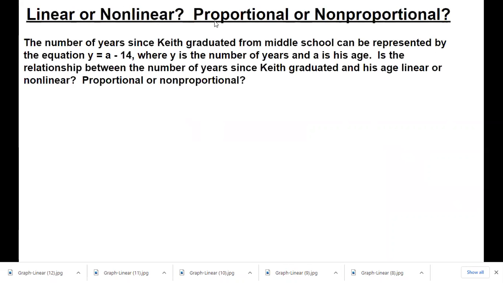The number of years since Keith graduated from middle school can be represented by the equation y equals a minus 14, where y is the number of years and a is his age. Instead of an x, there's an a. That's okay. Is the relationship between the number of years since Keith graduated and his age linear or nonlinear? Proportional or non-proportional? So the a is taking the place of the x. That doesn't matter. There's still one variable there for that.